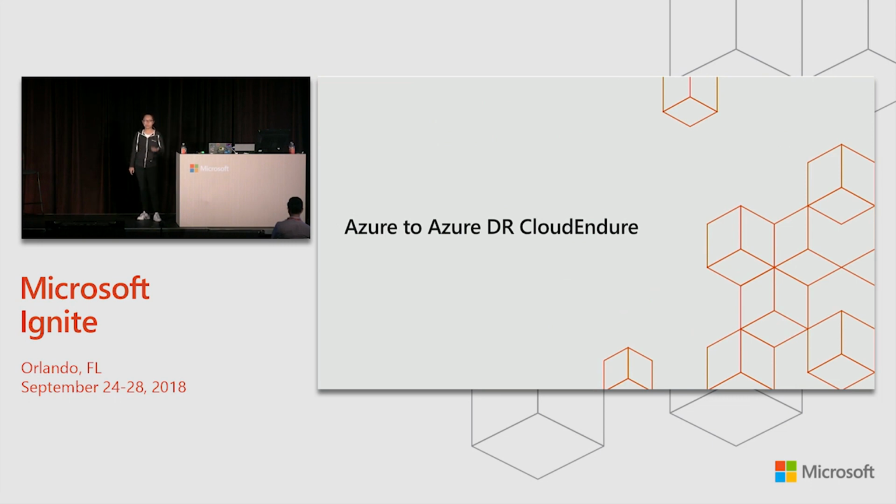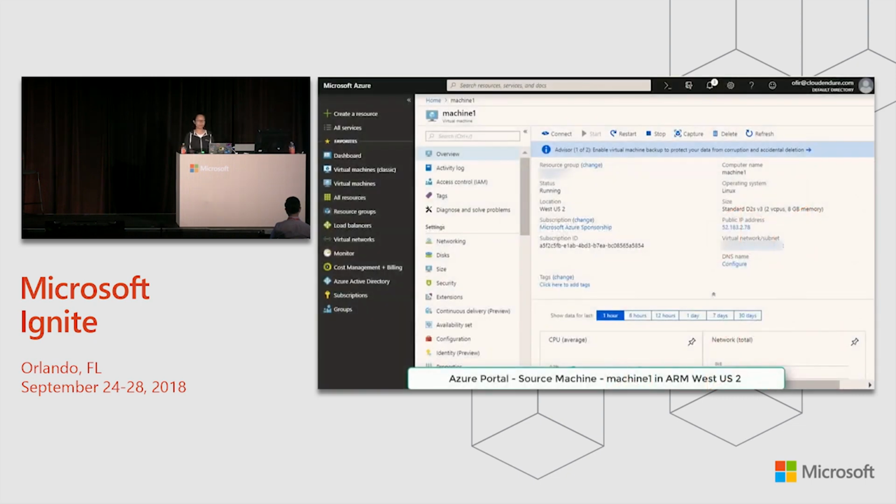This week, CloudEndure has announced managed disk support for their VM failover for all 3 scenarios I mentioned before. Now let's take a look at how their failover works. So here I'm on the Azure portal. I have machine 1. This is the source machine. What we are going to do is fail over this machine in West US 2 to a different Azure region.